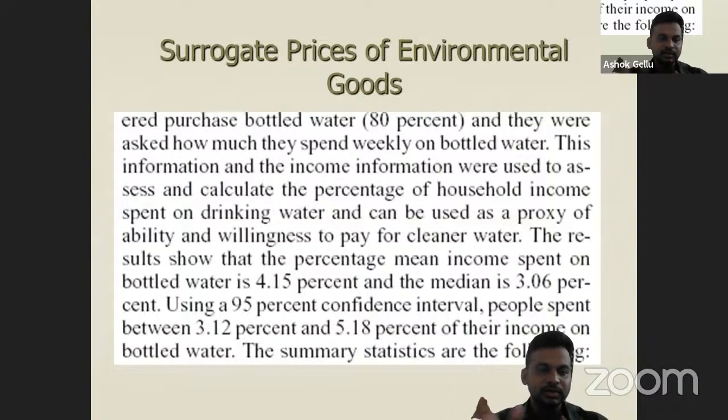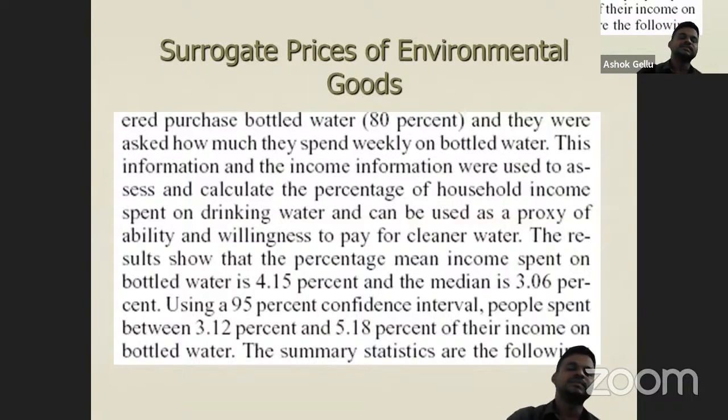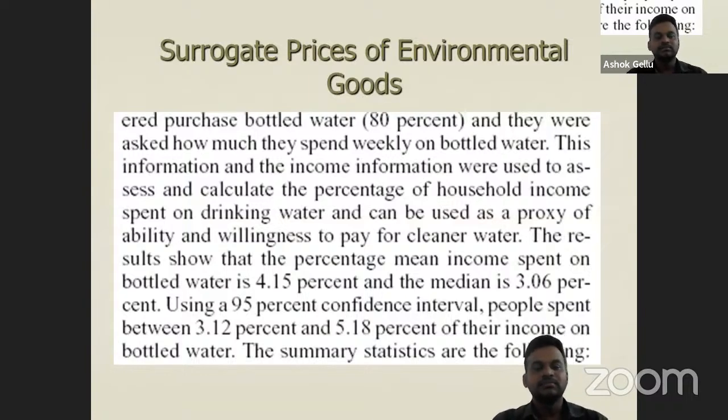Surrogate prices of environmental goods. 80% purchase bottled water, and they were asked how much they spent weekly on bottled water. This income information was used to calculate the percentage of household income spent on drinking water, and can be used as a proxy of ability and willingness to pay for cleaner water. We are spending so much money on fresh drinking water, cleaner water.